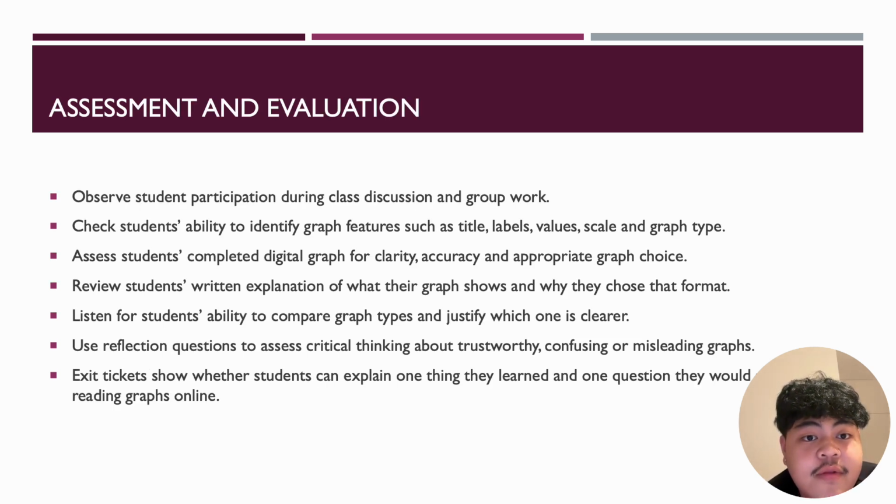To evaluate the impact of the lesson, I will use observation, student discussion, completed work, and an exit ticket. I will observe how students participate in class discussion and group work, and whether they can identify key graph features such as title, labels, values, and scale. I would ask students to complete digital graphs to see if they are clear, accurate, and appropriate for the data. Students' written explanations would also show whether they can explain what their graph shows and justify their graph choice. The exit ticket would help assess whether they can reflect critically by explaining one thing they learned, one way a graph can be misleading, and one question they would ask when reading a graph online.